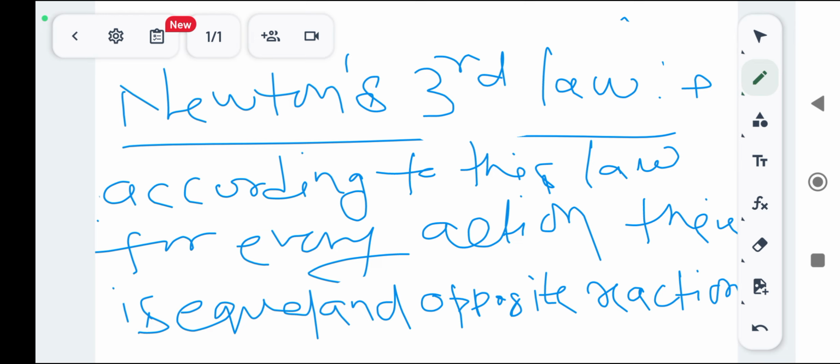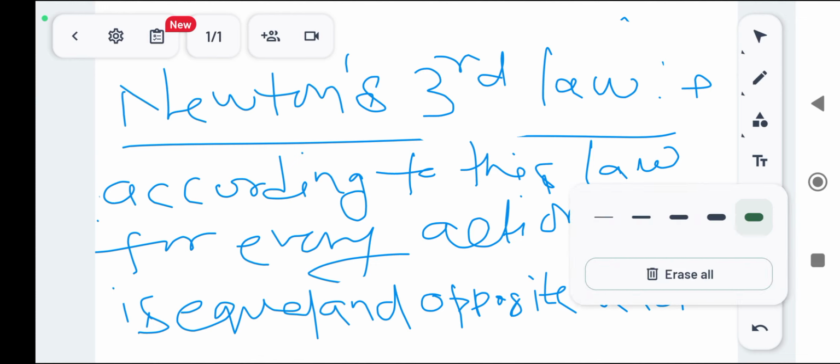So what is Newton's third law? According to Newton's third law, for every action there is an equal and opposite reaction.